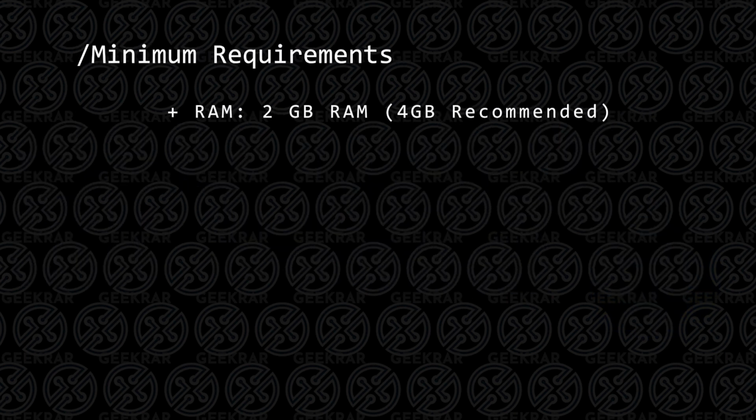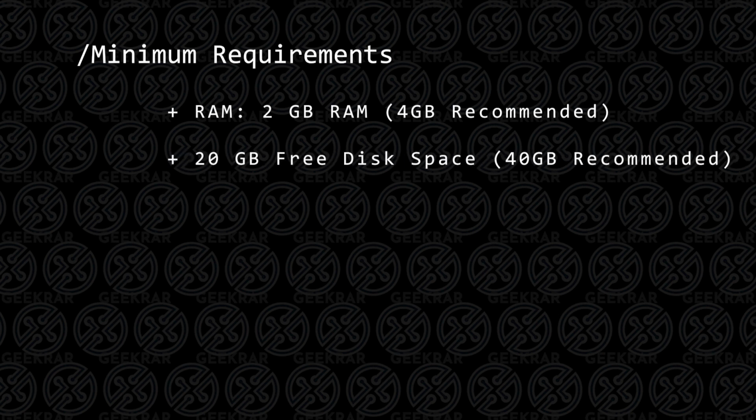For RAM, the lowest that you can have is 2 gigs of RAM, 4 is recommended. For disk space, you're going to want at least 20 gigs of hard disk space, 2 CPU cores, the Kali Linux ISO image file, you need VirtualBox and the extension pack.